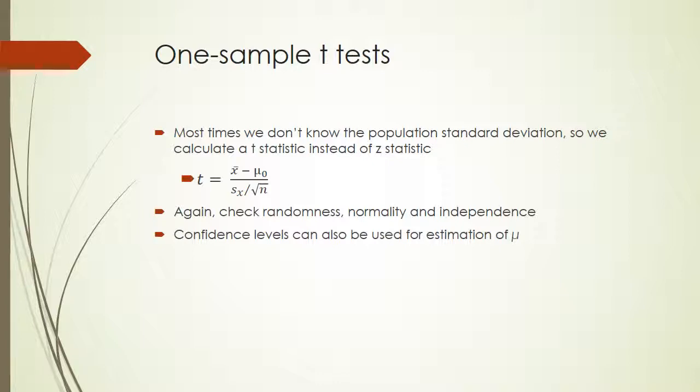So most times we don't know the population standard deviation, which is sigma, so we calculate a t statistic instead of a z statistic, which is represented by the equation on the screen. Again, you need to check for randomness, normality, and independence, and confidence levels will also be used for estimation of mu. Both the z-test and t-test can be found on your TI Nspire under statistics, stats test, and z-interval and t-interval respectively.